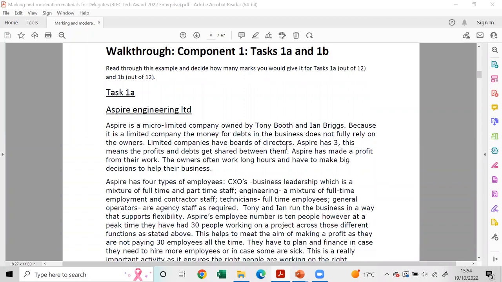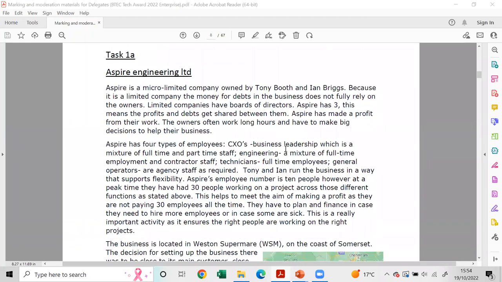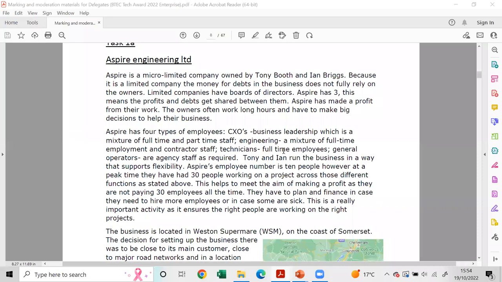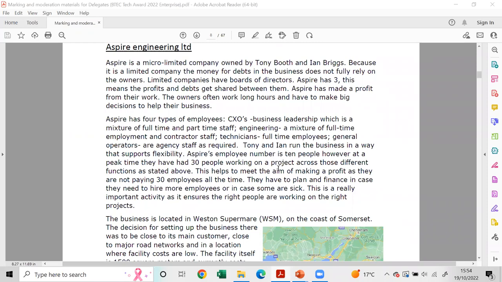Okay, so this is Aspire Engineering Limited. Now, this learner has looked at this particular enterprise. It's a micro limited company owned by these two people, Tony Booth and Ian Briggs. As you go through this, and I'm going to skim through it, they've said it's a limited company. It's got a board of directors. They've explained a little bit what that means, that profits and debts get shared between them, which is a slight error, but they make a profit from their work.